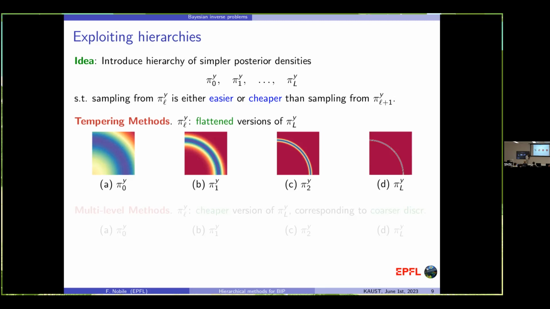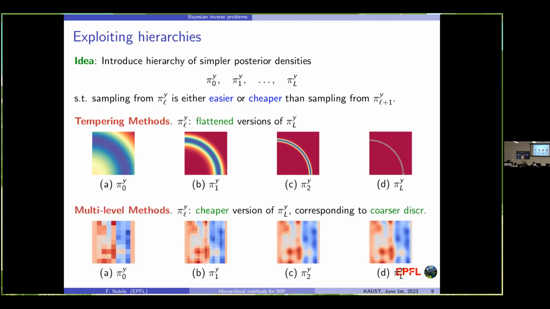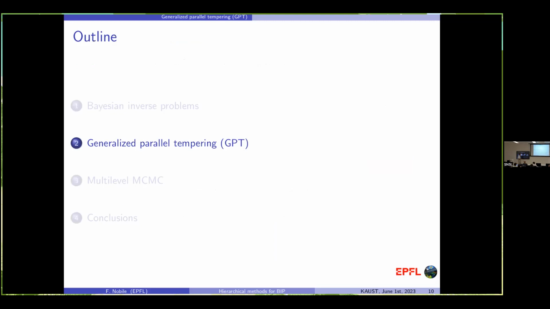Then the Metropolis-Hastings algorithm will run much easier because you can explore this region here and this region here much faster. And then you want to use these easier versions to accelerate the MCMC in the final level. The other idea is to use multi-levels, so multiple discretizations. Again, I want to run my MCMC on this fine discretization level here, but I want to use possibly coarser discretizations to speed up the computations.